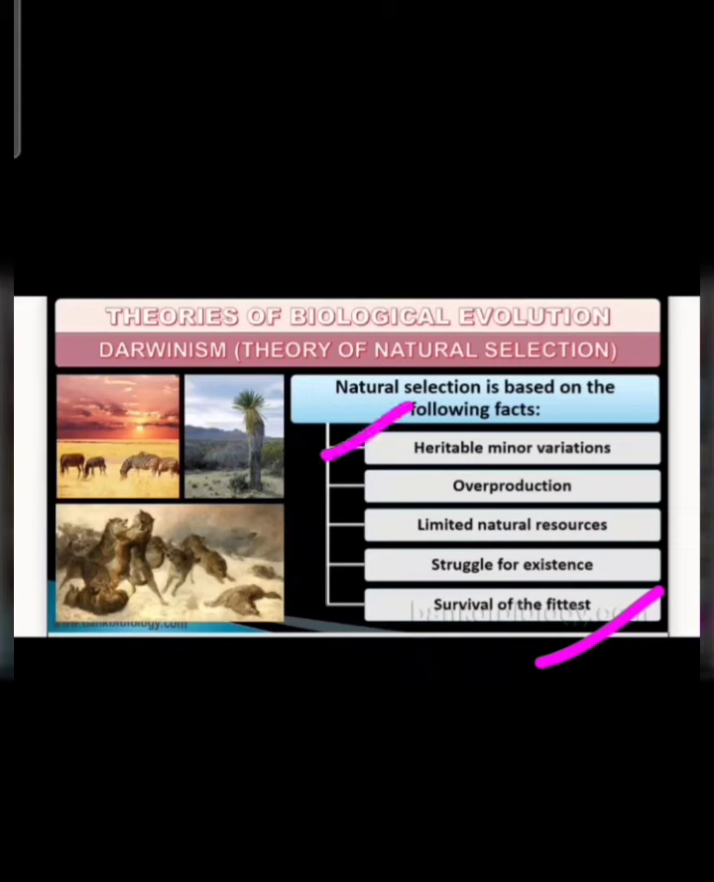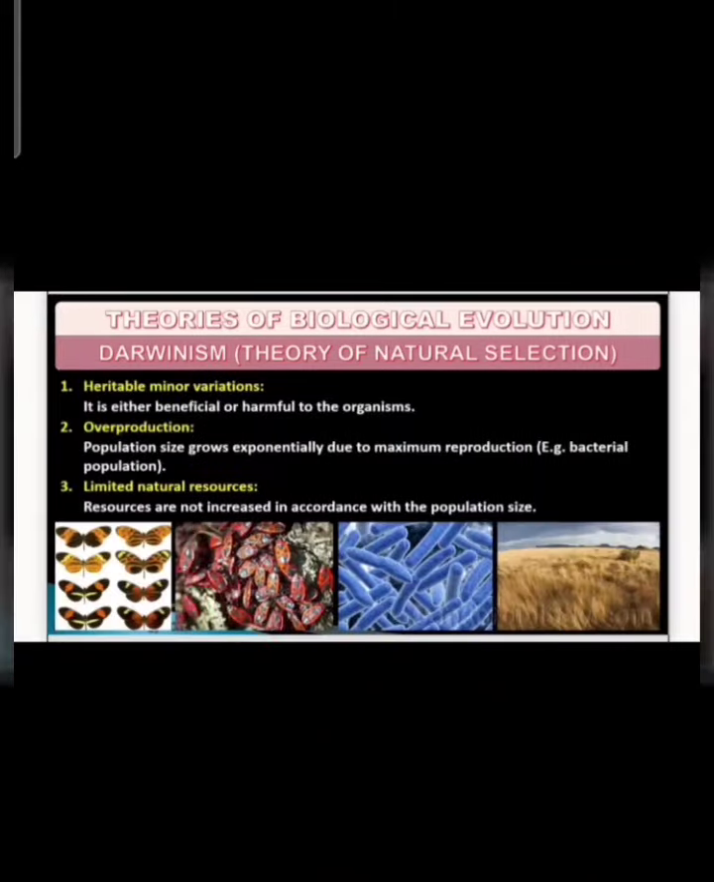So what is the first one? Heritable minor variations will be there. Then overproduction, and natural resources, food, will be limited. All organisms will have limited natural resources. Natural resources may be food, shelter, or anything. All organisms depend on natural resources. Struggle for existence: they will fight with each other to get that food, to get the natural resources. And who will survive? Whoever is stronger and fitter for the environment will obviously survive. This is survival of the fittest.